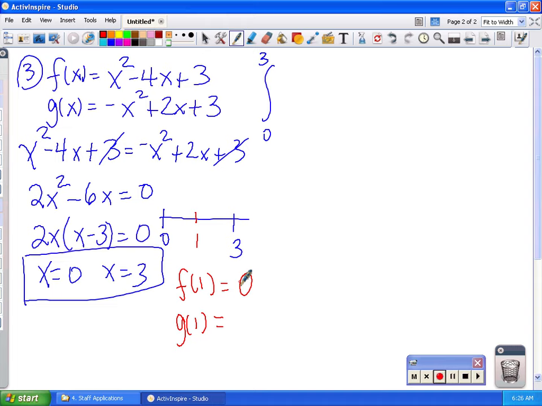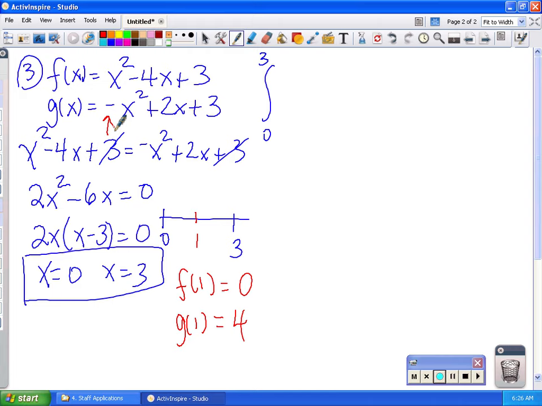That'll give me negative 1. Negative 1 plus 2 is 1, plus 3 is 4. So now I know that the g function is on top. Now, it was likely that the g function was going to be on top because it's the parabola that opens down and the f function opens up.